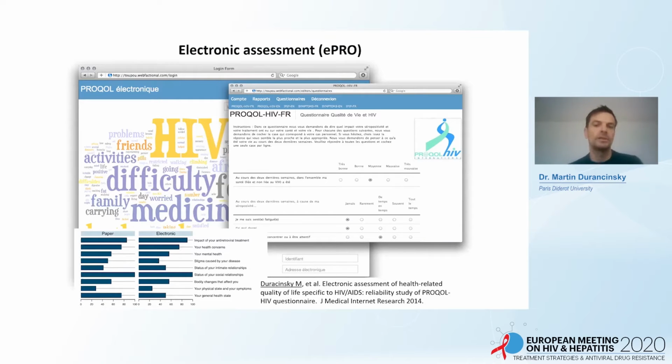And to finish the presentation, electronic assessment, electronic patient-reported outcomes, is also important. It has several benefits. We have less missing data. We know at which time the patient filled in the questionnaire. However, again, this questionnaire should be psychometrically validated when we want to be confident in the results.